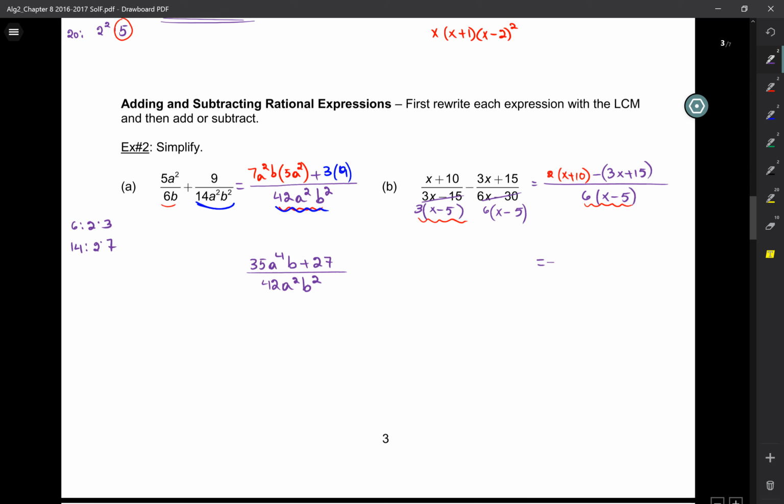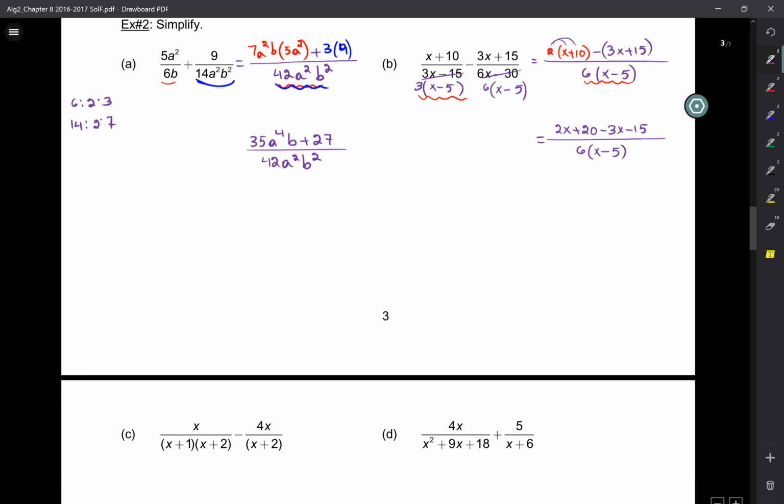So this is, you distribute: 2x plus 20 minus 3x minus 15 over the denominator. So this is negative x plus 5 over all this. Okay? There is no need to. All right. So let's move on to the next one.